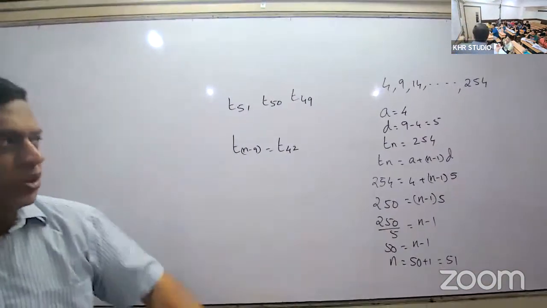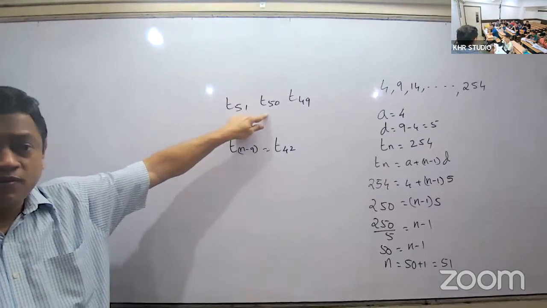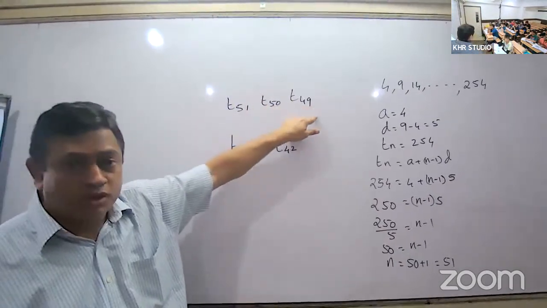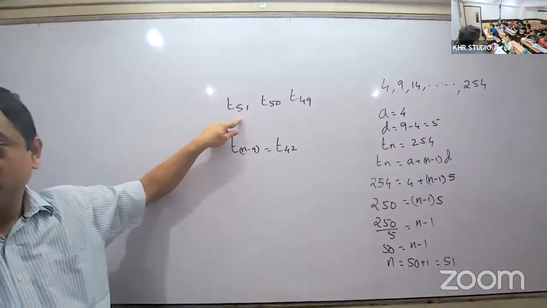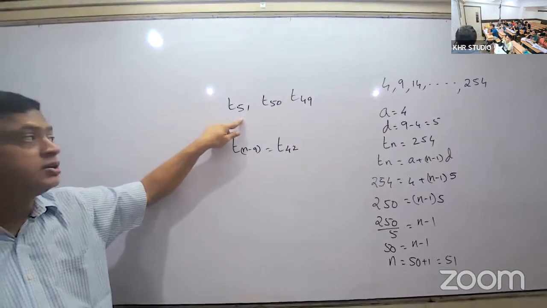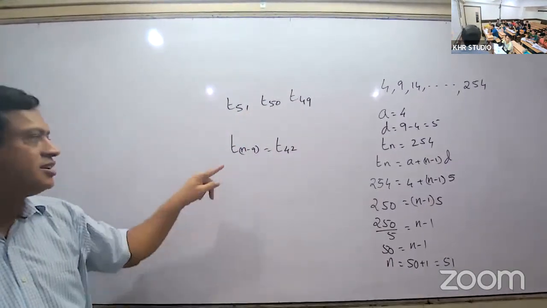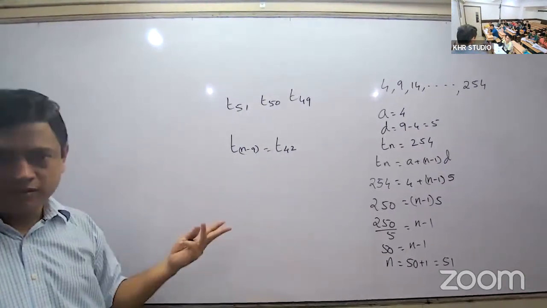The first term from the end is T51. The second term from the end is how much? T50. 50 is obtained from 51 minus 1. The third term from the end is what? 49. How do you get 49? 51 minus 2. For the third term, you have to subtract 2. So for the 10th term, what do you have to subtract? Only 9. No need to subtract 10.